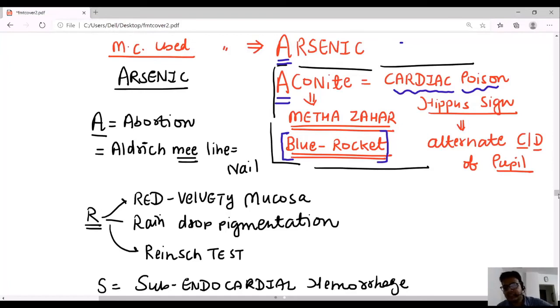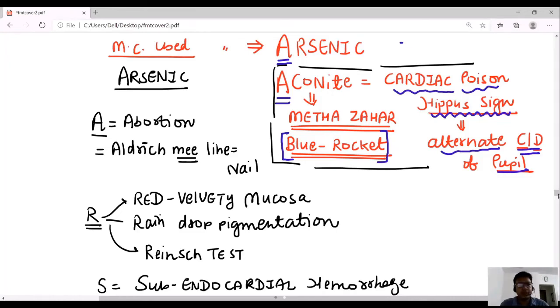There is a classical sign which is known as Hippus sign. What is Hippus sign? Hippus sign is alternate contraction and dilation of the pupil.